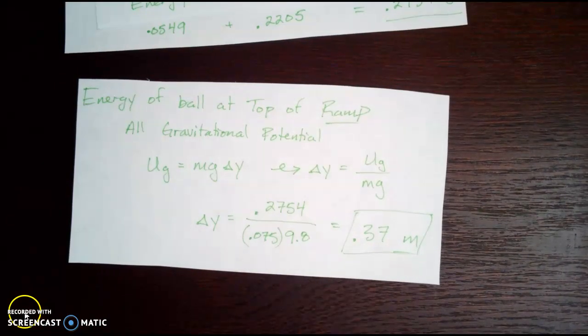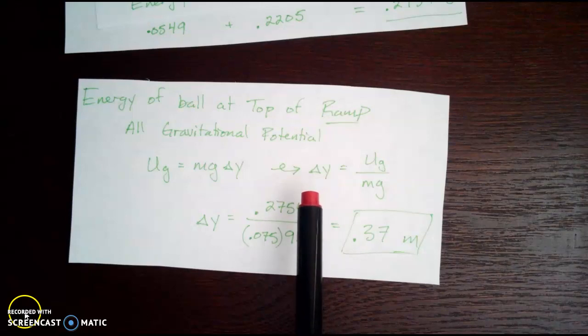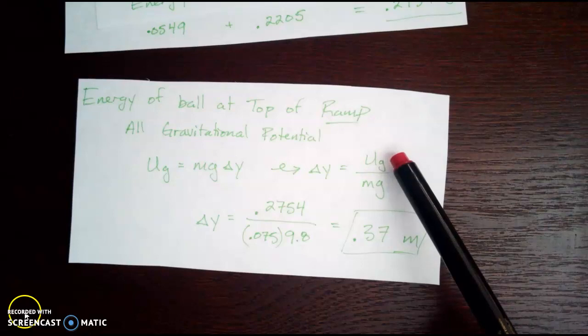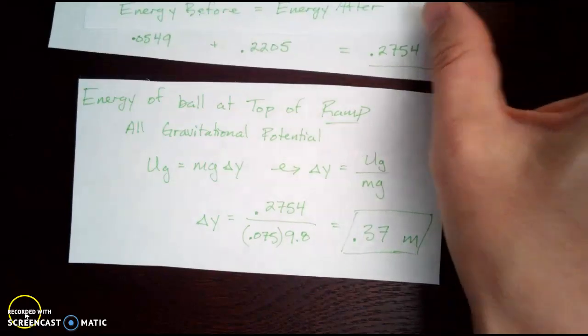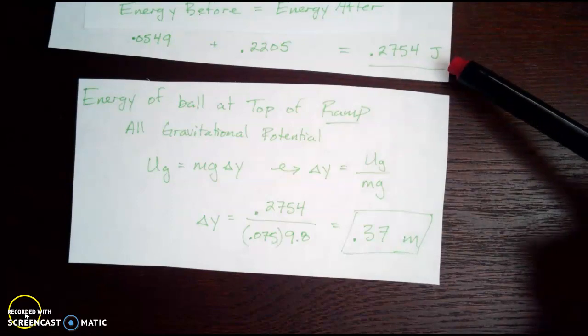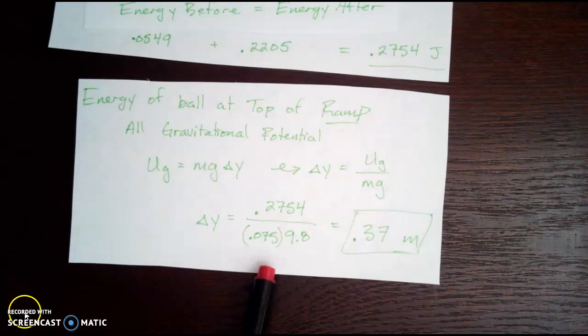We rearrange and solve for delta y, which is the height, which is going to be how high the ball starts from. Our gravitational potential energy is going to be the same number that we had before. Okay, this total energy, because energy before equals energy after. And then we plug in our other numbers. So we plug that in. We should get a height of 0.37 meters.